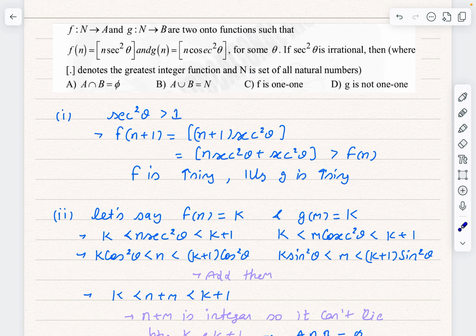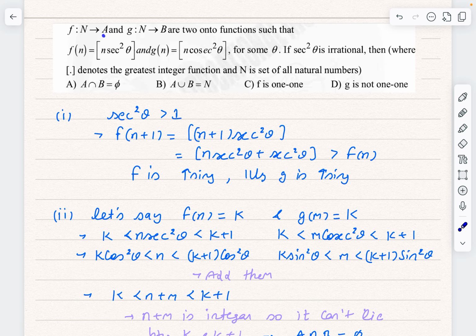So we can say range of f is A, range of g is B. f(n) is floor of n secant square theta, and g(n) is floor of n cosecant square theta, for some theta. If secant square theta is irrational, then which of the following options are correct? So we have to check.